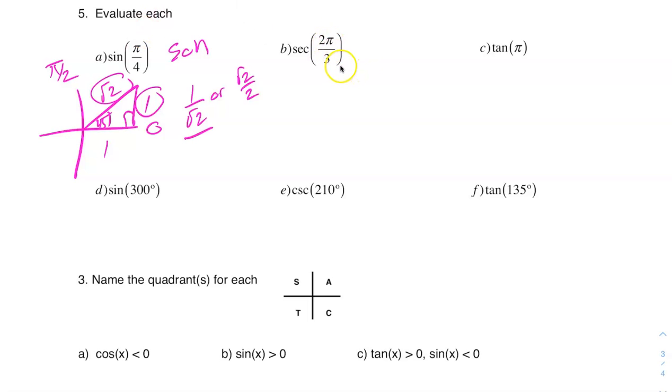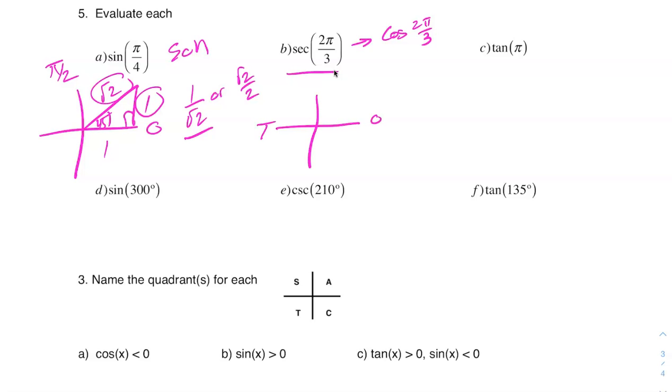Secant of 2 pi over 3. So how do we do secant and cotan, stuff like that? You just do the reciprocal function. You just do cosine of 2 pi over 3. And then once you get your answer, you just flip it. Find the reciprocal. I keep on saying flip. Yeah, you just flip it. Flip works. Anyway, secant of 2 pi over 3.